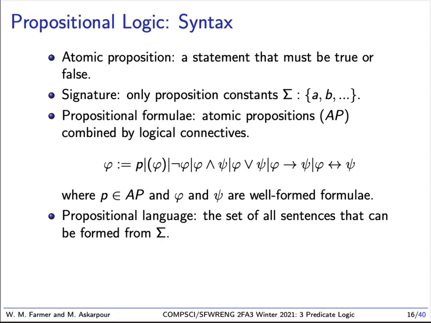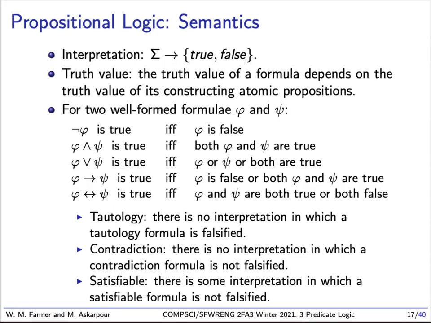If we define atomic propositions as statements made from symbols that must be true or false, then any propositional formula is inductively built from atomic propositions and logical connectives, which are logical and and or, implication, negation, and equivalence. What we call a language is basically the set of all the well-formed formulae that we can build from proposition constants and following the rules that we have in the syntax.